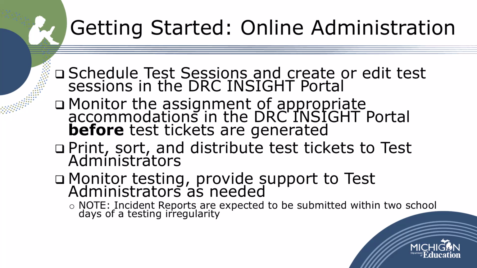Next, the appropriate designated supports and accommodations must be assigned in the DRC Insight portal before test tickets are generated. Any embedded accommodation, that is, an accommodation that is administered within the testing engine, must be assigned in the DRC Insight portal before the test ticket is generated. If it is assigned after test tickets are generated, the accommodation will not be available on the test. For detailed directions on assigning designated supports and accommodations in the DRC Insight portal, go to the DRC Insight portal user guide that is available on the DRC Insight portal website. Select the link in the second bullet point, Documents and Training Materials, and then select Show Documents to search documents.